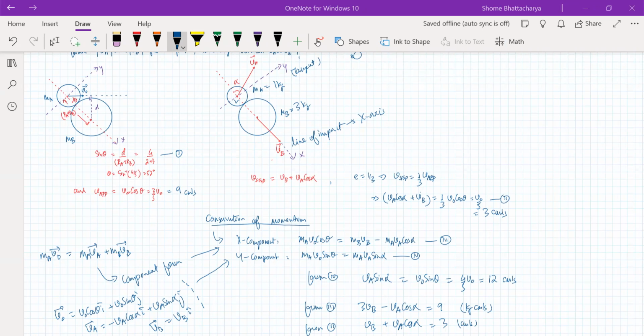So you can see that, for example, if you just add them, you will get rid of VA cos alpha and you will get the value of VB. Okay. So if you add these two equations, you'll get 4 VB is equal to 12. So VB is coming out to be 3 centimeters per second. Okay. And put that back over here, so you'll get VA cos alpha. And now to get VA as a magnitude, you will have to take VA sin alpha and VA cos alpha's vector sum.